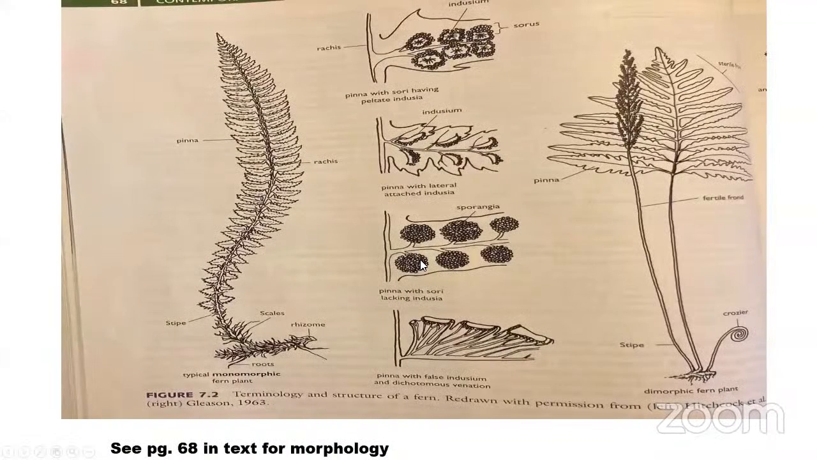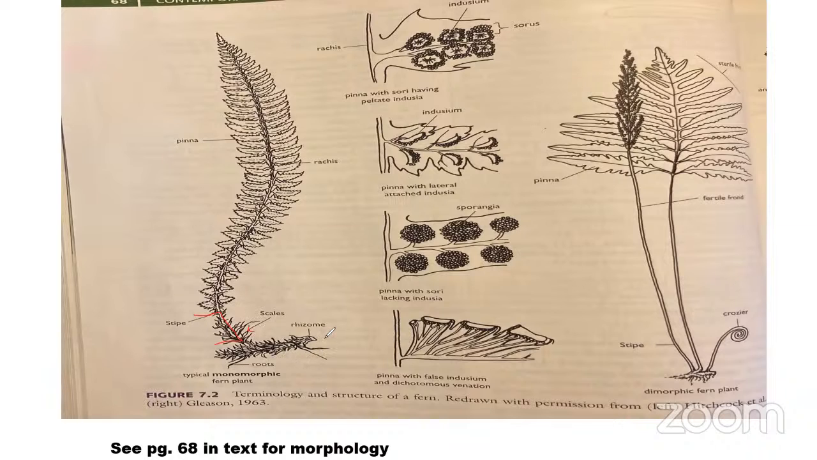So here's another image from your text showing some of these structures. Here we see our fern frond, this whole leafy part. It has a stipe or a stalk, right? So that's our stipe or a stalk. In this case, this one specifically has some scales on it. Those aren't part of the leaf coming off, but we can see there are some little afros.